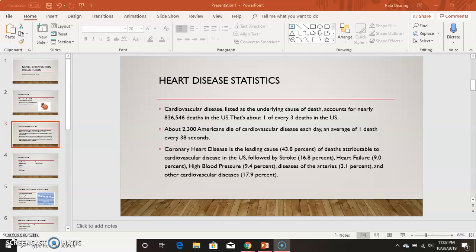Coronary heart disease is the leading cause of death in the U.S. It's 43.8% of deaths attributed to cardiovascular disease in the U.S., followed by stroke at 16.8%, heart failure at 9%, high blood pressure at 9.4%, disease of the arteries at 3.1%, and other cardiovascular diseases at 17.9%.